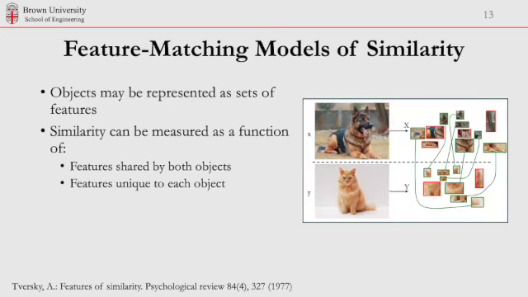So the basic idea of feature matching models, this goes back to Tversky in 1977, is that objects can be represented as sets of features. So that's what humans do. When I had the slide up about dogs and cats, maybe you measured similarity based on they both have ears, they both have tails, they both have paws. And so the idea here is that you can represent your objects by sets of features, and you can measure similarity based on what they have in common or what's different.